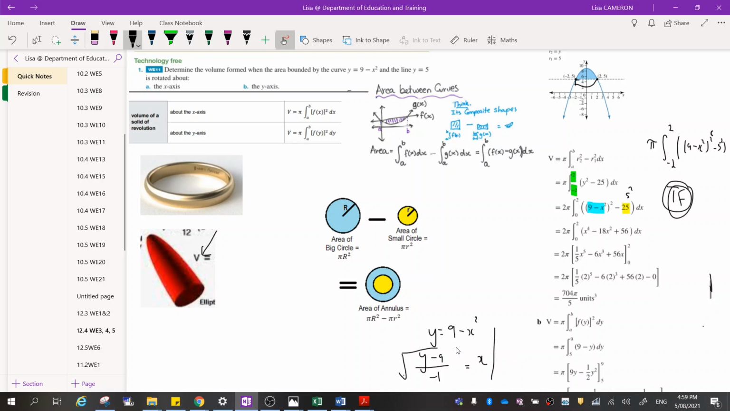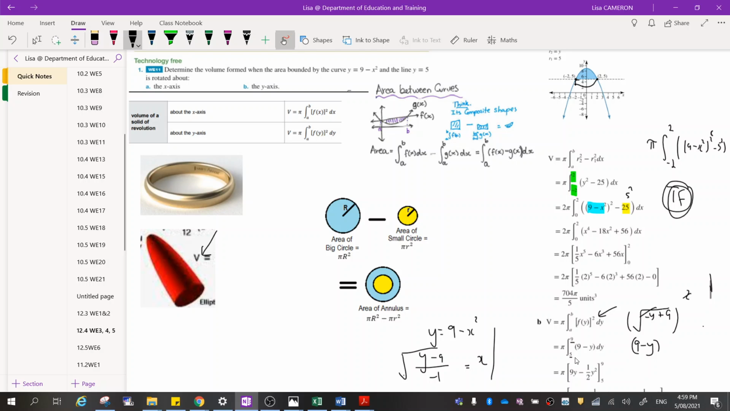Now, when I square that, because I'm going to put that into my equation in this step here, I'll end up with the square root of (y minus y plus 9), all squared. And then when I square that, this will knock the square root out. So I'll be left with just 9 minus y. So that's how they get between those two steps.